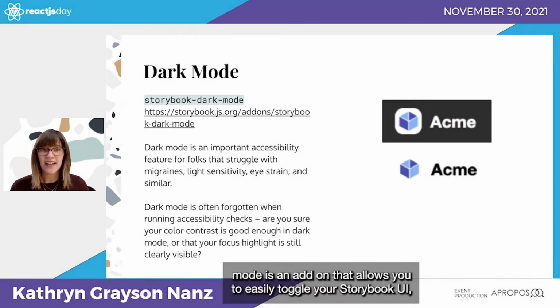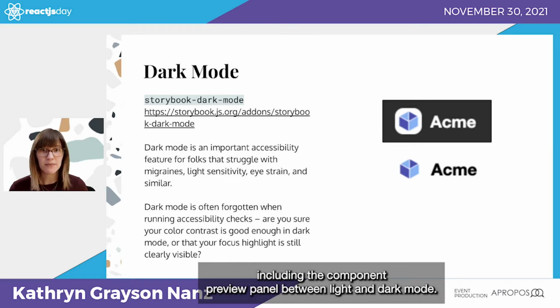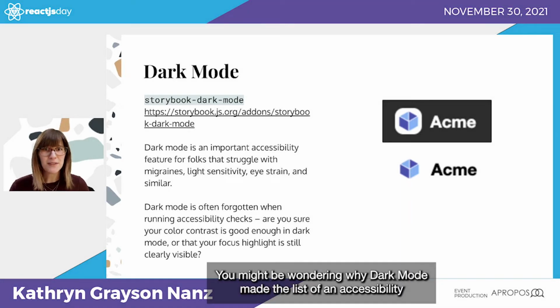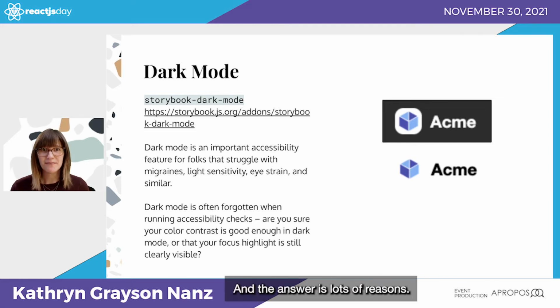Storybook Dark Mode is an add-on that allows you to easily toggle your Storybook UI, including the component preview panel, between light and dark mode. How does this help? You might be wondering why dark mode made the list of an accessibility talk in the first place. And the answer is lots of reasons.